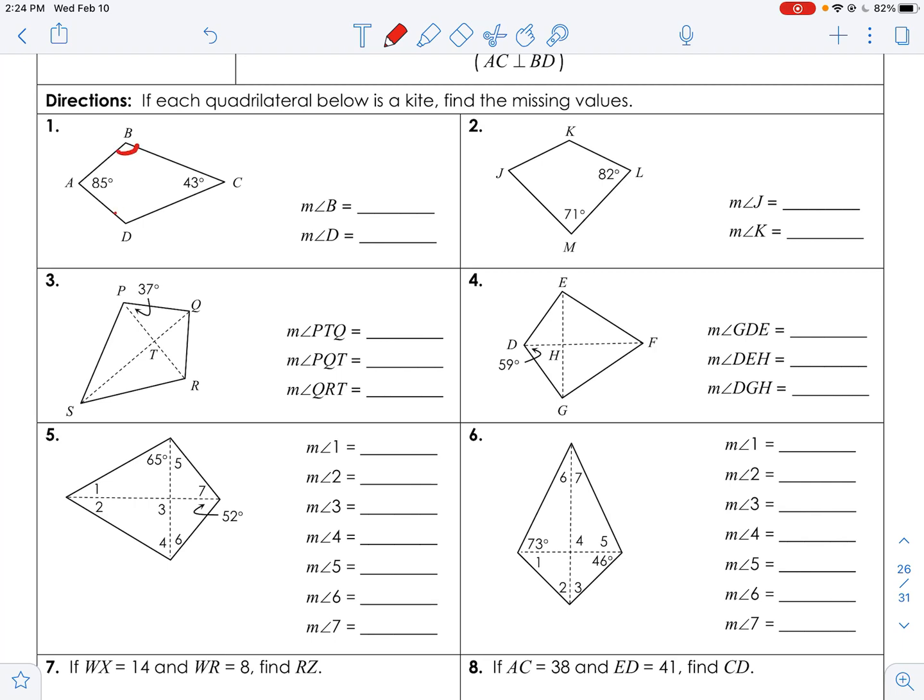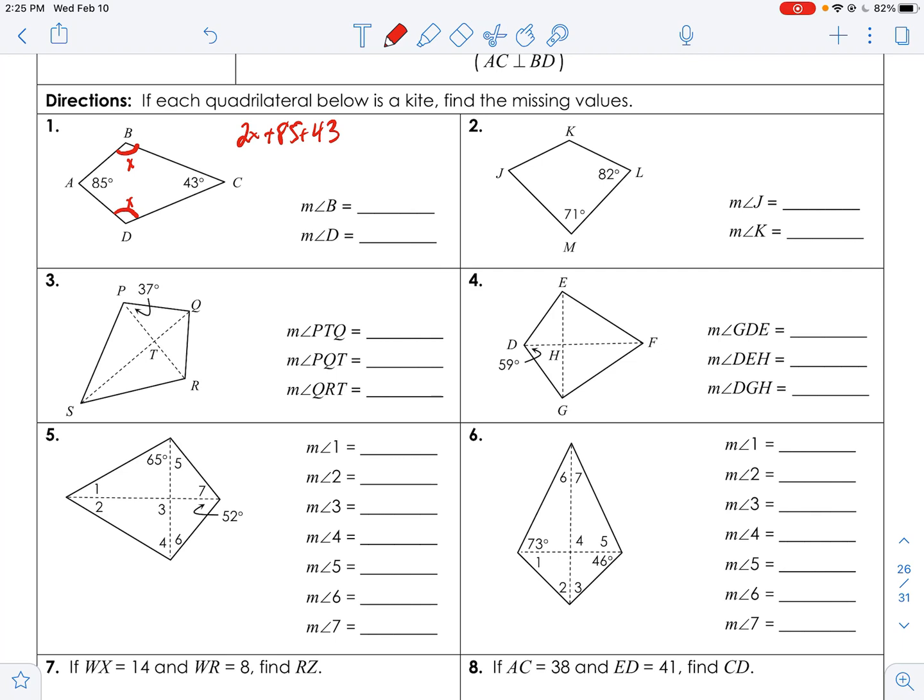Let's see, we have to find the measure of angle B and D. Well, what we do know is that B and D are the same. What we don't know is what they are. So that's going to be x. This is also going to be x. So we have 2x. We also have an 85. We also have a 43.